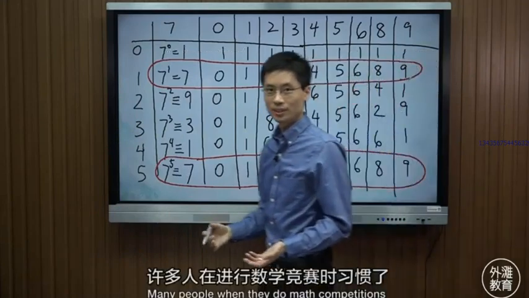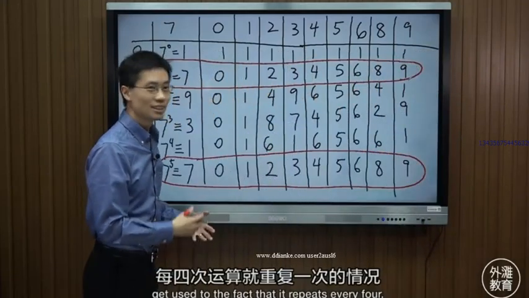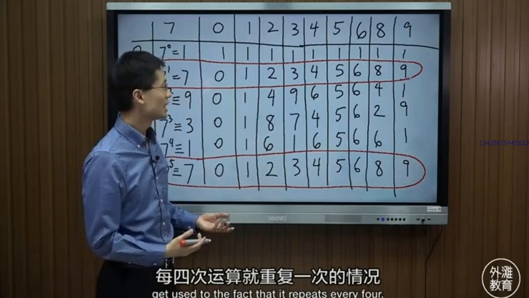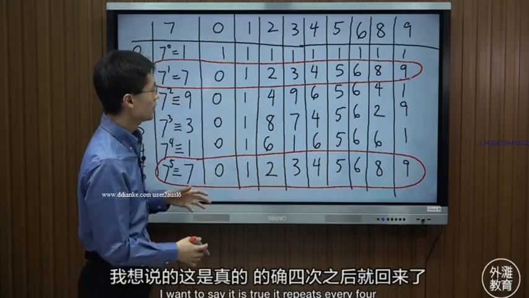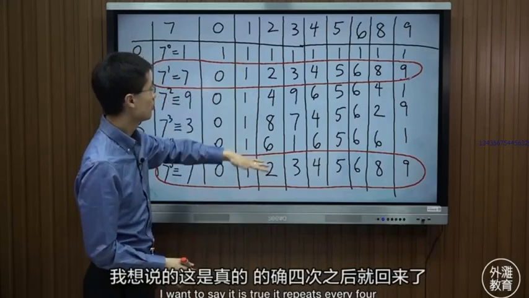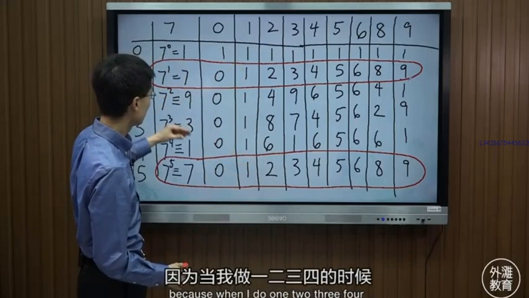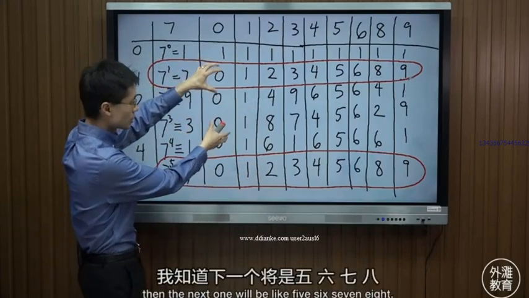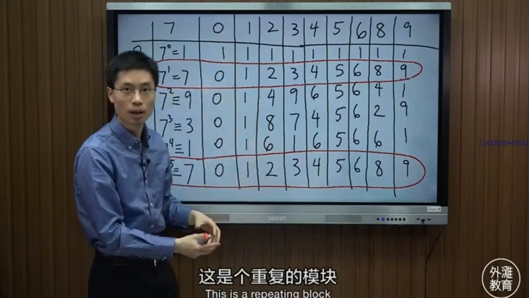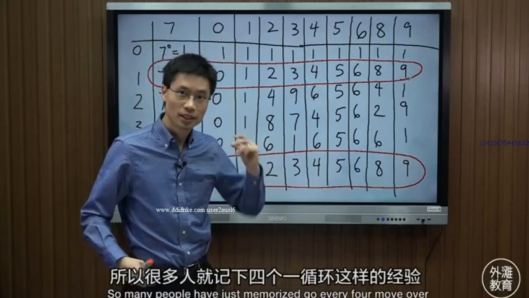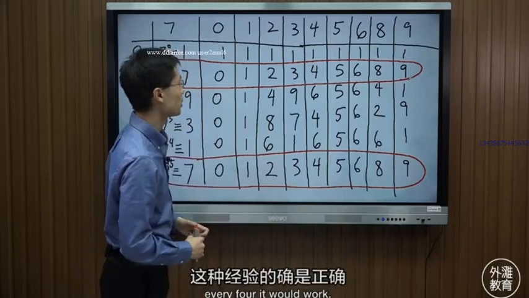Many people, when they do math competitions, get used to the fact that it repeats every 4. I want to say it is true, it repeats every 4, because when I do 1, 2, 3, 4, then the next one will be like 5, 6, 7, 8. This is a repeating block. So many people have just memorized, go every 4, it will work.